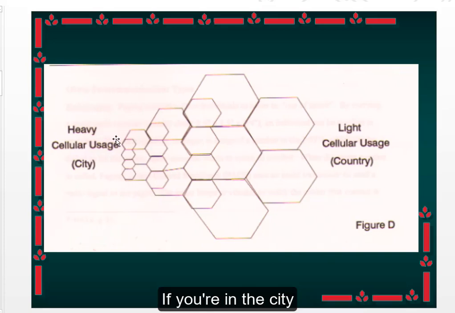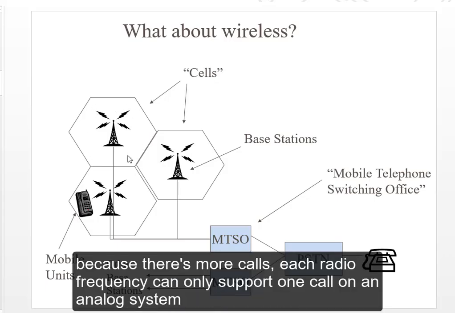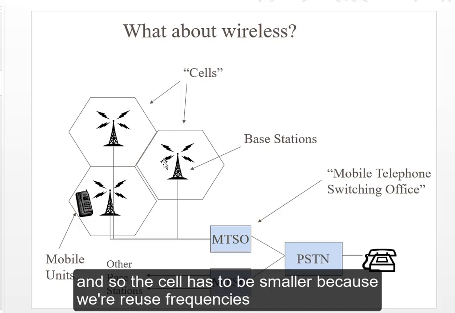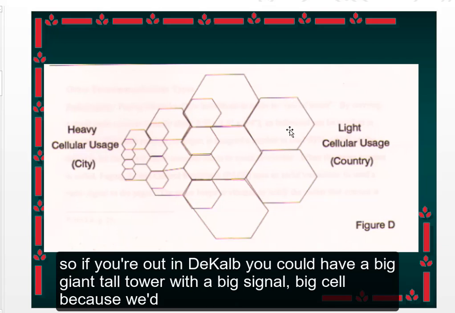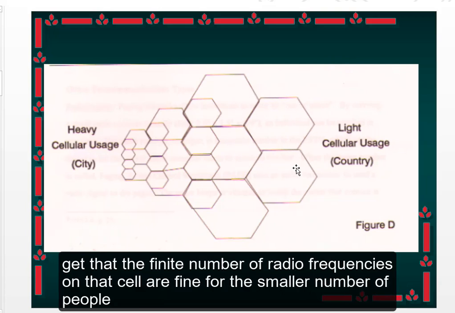If you're in the city, the cells are smaller. Why? Because there's more calls. Each radio frequency can only support one call on an analog system. And so the cell has to be smaller because we reuse frequencies. So if you're out in DeKalb, you can have a big, giant, tall tower with big signal, a big cell, because the finite number of radio frequencies on that cell are fine for the smaller number of people.